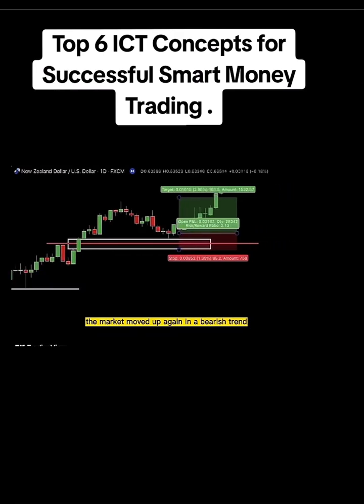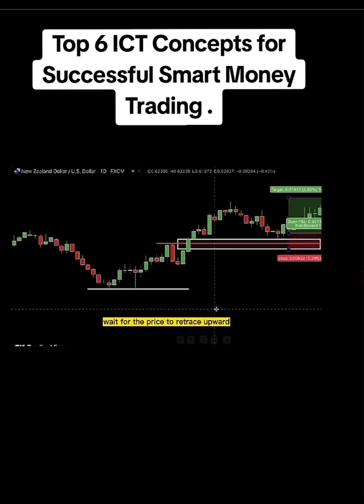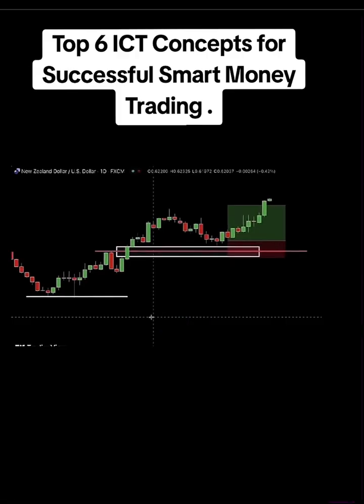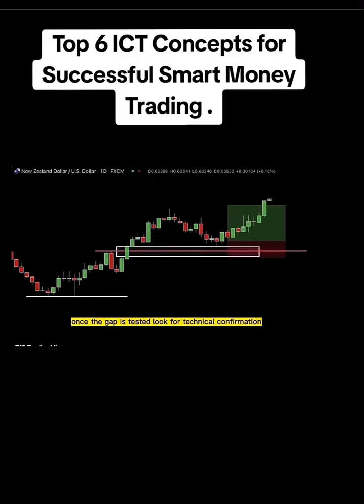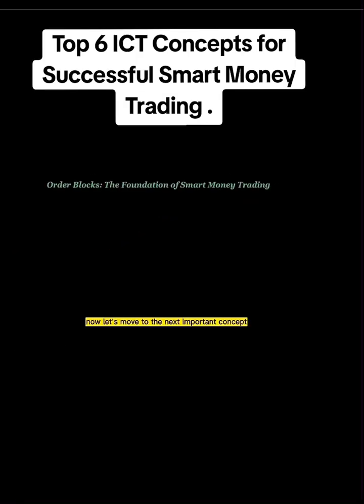In a bearish trend, wait for the price to retrace upward and test the fair value gap. Once the gap is tested, look for technical confirmation like a rejection or structure shift to initiate a sell trade. Now, let's move to the next important concept.